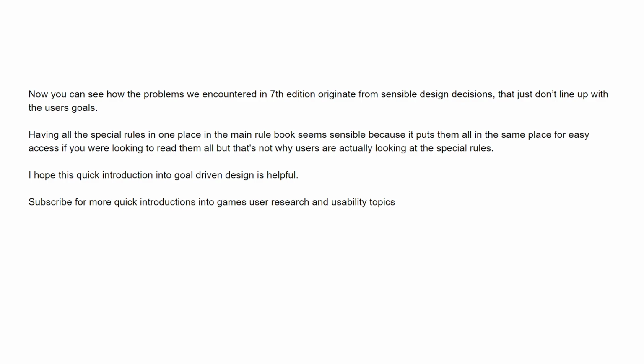Now, the important thing to notice here is that decisions that seem sensible, but not through the lens of goal-driven design, have negatively affected the usability of 7th edition. Having all the special rules in one place seems to make sense, because it's just the one place you go to reference them, you access them quickly, you can look through them all quickly. However, it doesn't line up with the user's actual goals, because it's very rare during a game that somebody wants to look through all of them, right? They just want the ones that are relevant right now. Importantly, you'll notice there I've made an assumption about the user's goals.